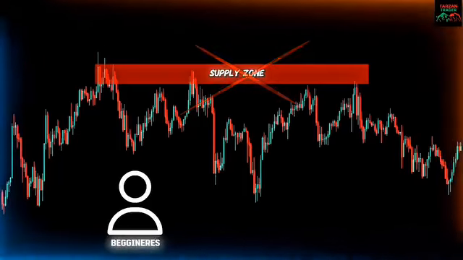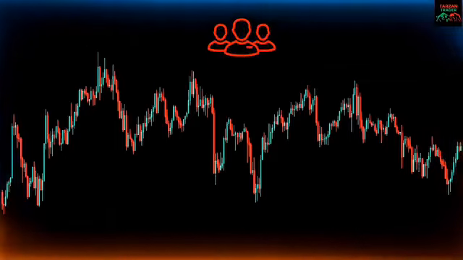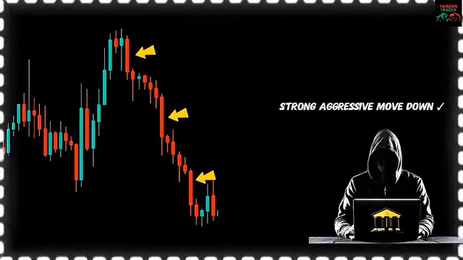Real supply is created when big money sells aggressively, and the chart shows proof of that move. So here's the first thing you look for. A strong, aggressive move down, not a slow retracement. When the market falls with big candles, back to back, that move tells you institutions placed heavy sell orders. Now go 1 candle back. The last bullish candle right before that aggressive drop. That is the origin of supply.